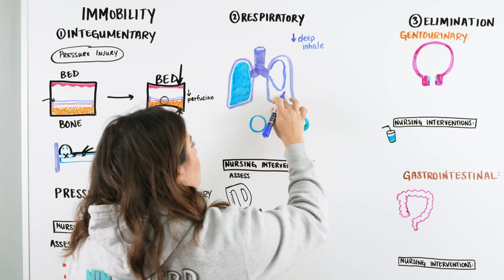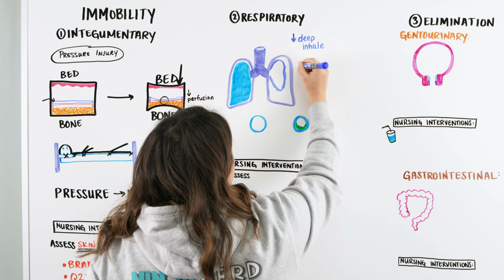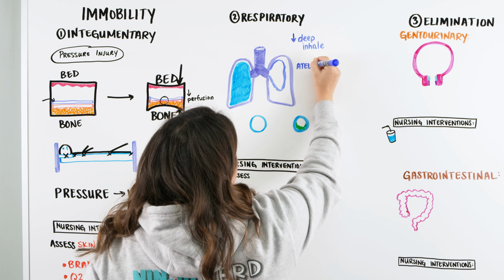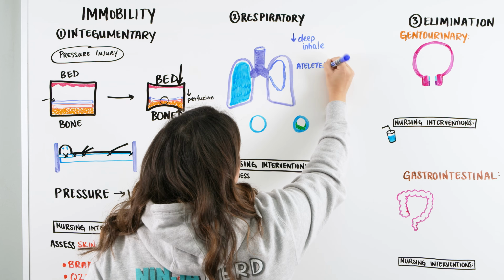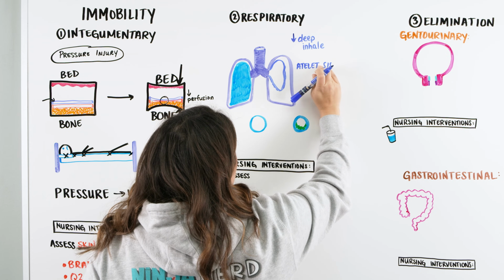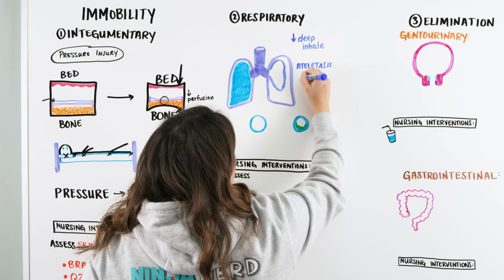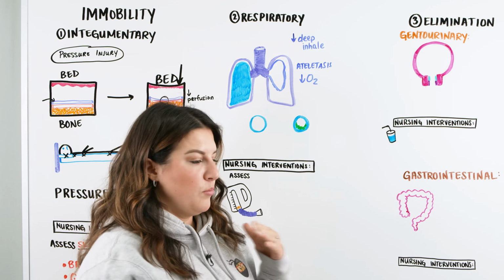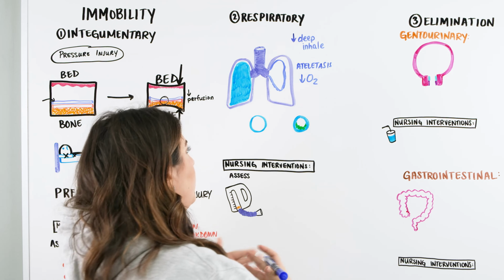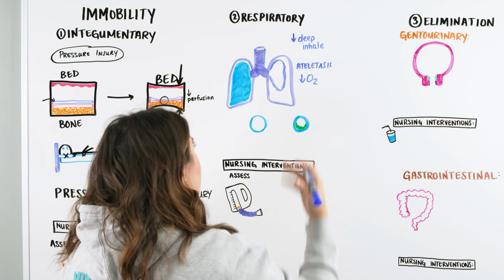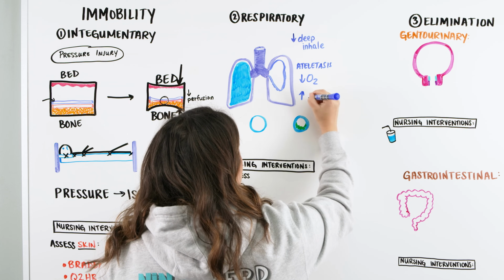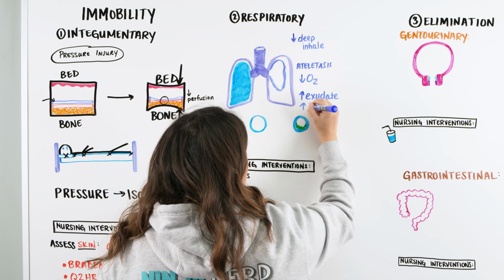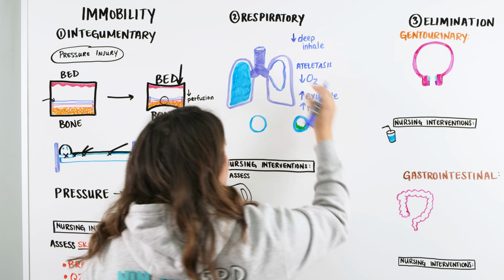That decreased respiratory drive to take that inhale can lead to us being at risk for, so they're at risk for what? Atelectasis. And that atelectasis will then also have our patient have what other issues? A decreased O2, right? They're not getting that perfusion, right, of oxygen and CO2, oxygen being brought in and CO2 going out. And because of that, they may have an increase of exudate, right, or mucus.